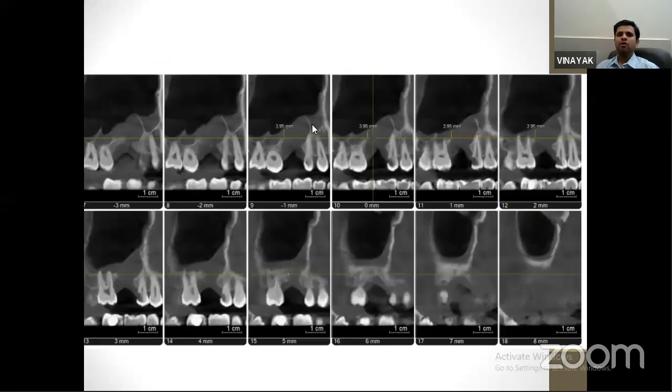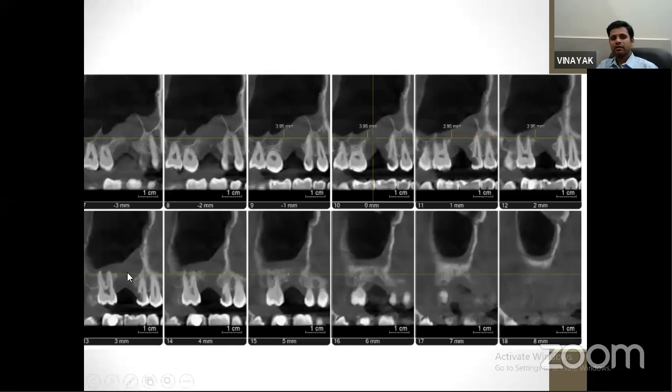Next we will see oroantral communication. Right? Now when we had seen the normal landmarks, we had seen that the sinus is the black cavity. Then there is the lining of the sinus. Then there is this cortical floor of the sinus. Right? If you see here, this cortical floor is not continuous. Right? There is discontinuity in the cortical floor of the maxillary sinus. This is nothing but an oroantral fistula or oroantral communication.